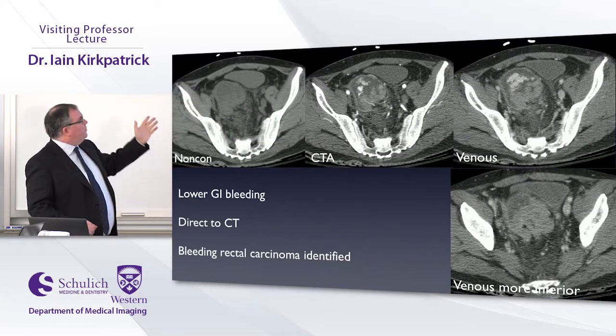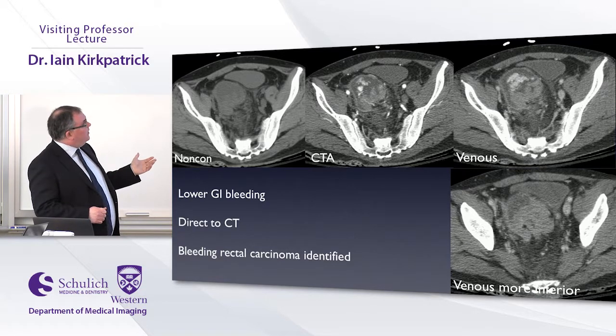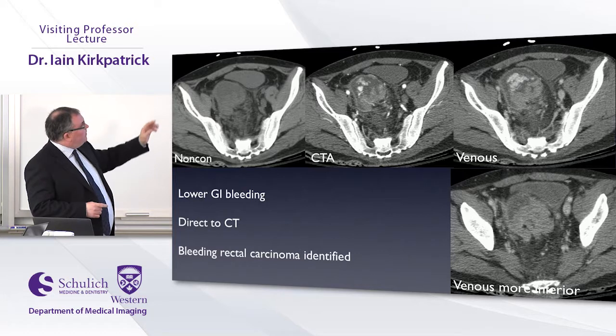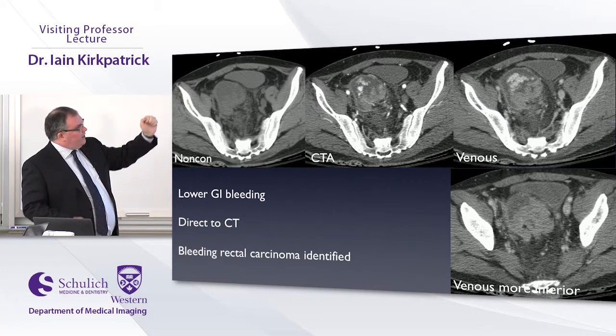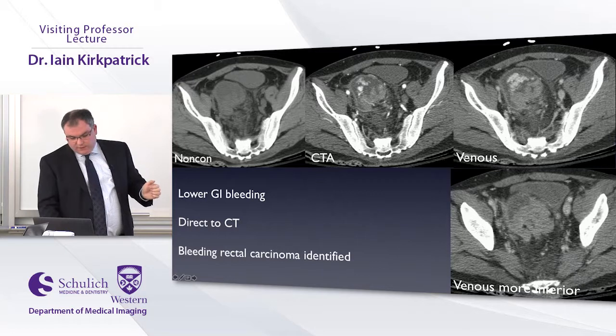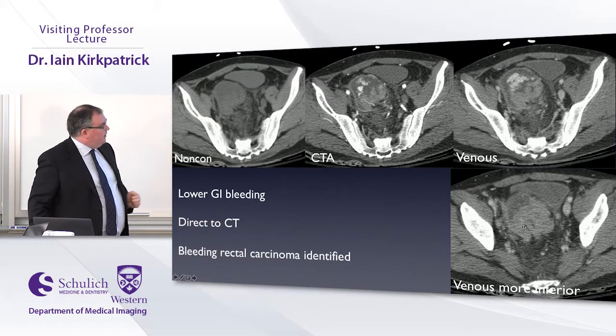So here's an example where we actually did that. Patient came into emergency and they were bleeding profusely, but stable. We did a non-contrast study. You can see on the CTA there's quite a bit of bleeding in that distended rectum, quite a bit more blood and pooling on the venous phase, and as you can see there is a fairly large tumor here, and it was a bleeding rectal carcinoma.